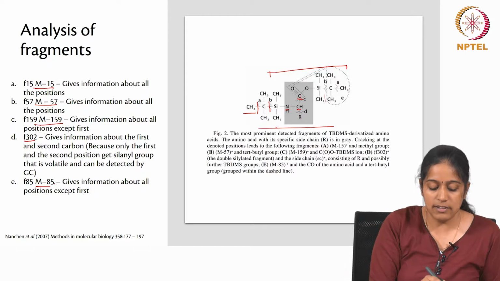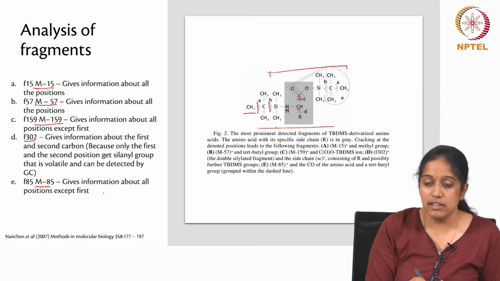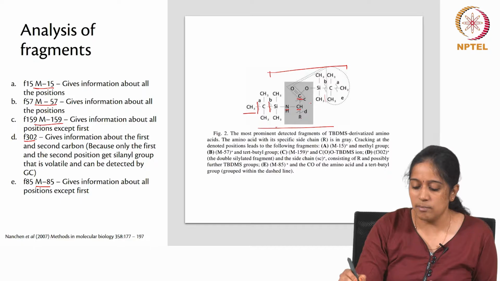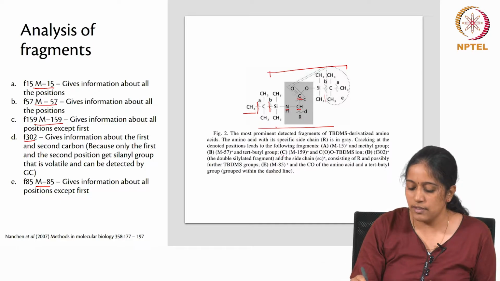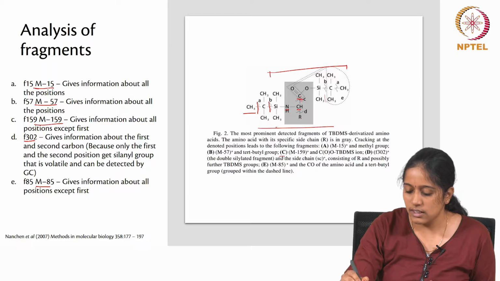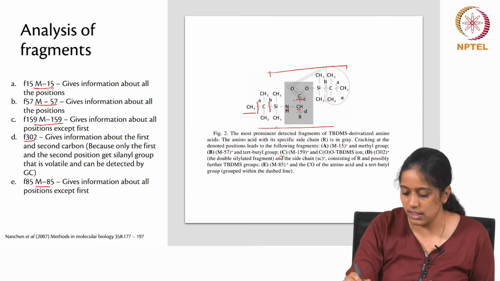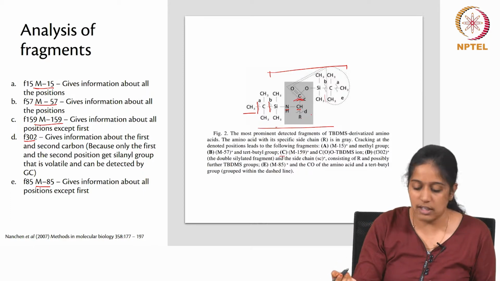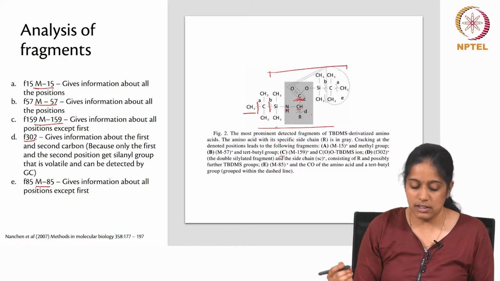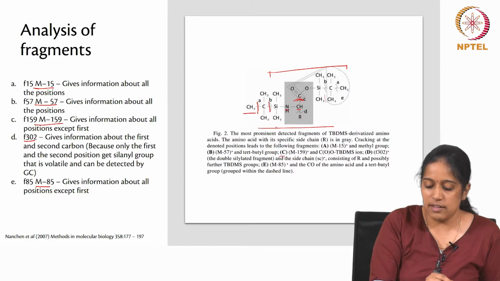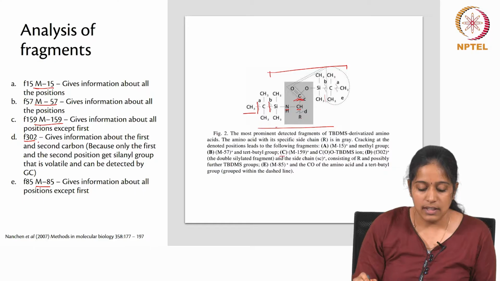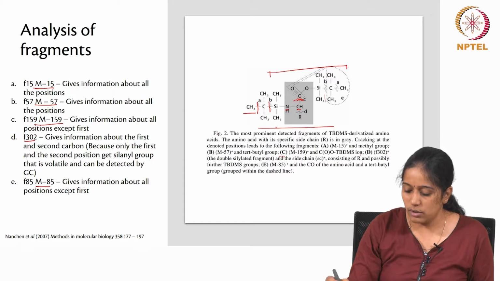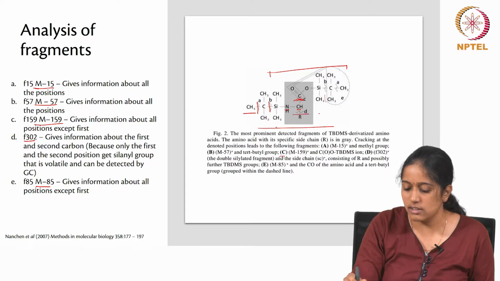So, if you have the fragment M minus 85, you get information about all the positions except the first. Similarly, M minus 159 is C, and C is here. If it gets cleaved here, the first position goes away, and you have the information about the rest of the carbon atoms in the amino acid. And F302 is another fragment, and 302 gives again the information about the first and the second position. So, 302 here is the D part. D is this.